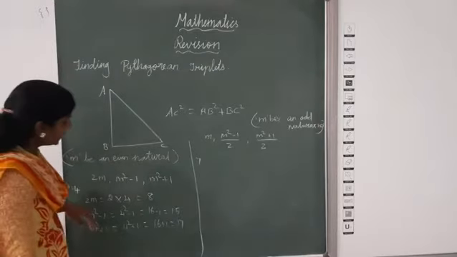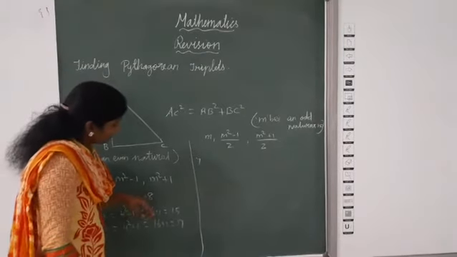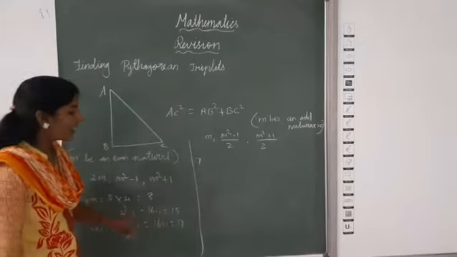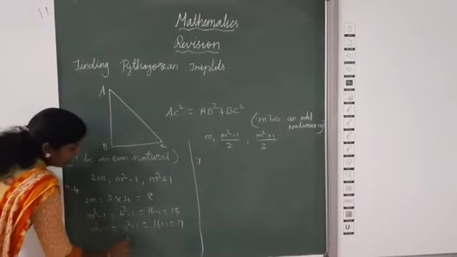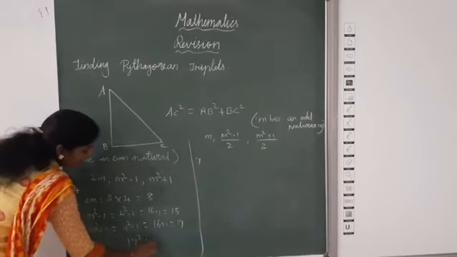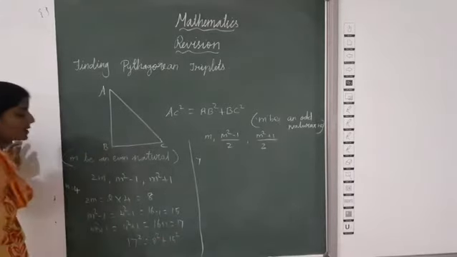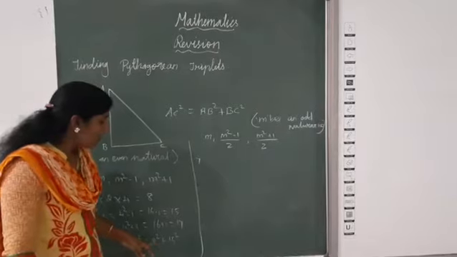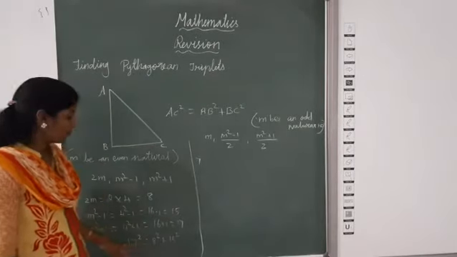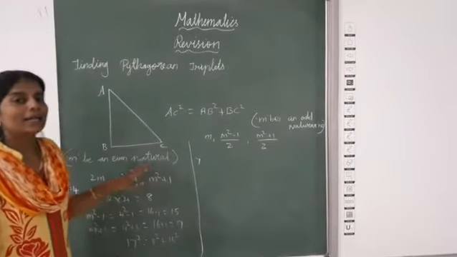Now listen here. 17 square, which is big, is equal to 8 square plus 15 square, isn't it? 17 square is equal to 8 square plus 15 square. This is the Pythagorean triplet.